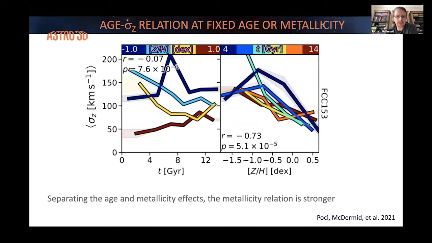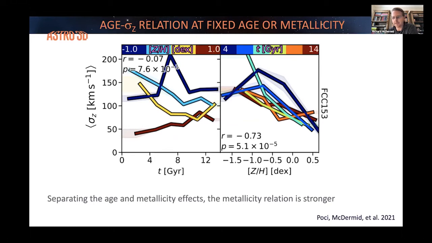So that's what we're seeing here. The lines are showing the dynamical temperature as a function of age on the left and metallicity on the right, while holding the other parameter fixed, right? So this is not marginalizing over age and metallicity alternately. And we see that that nice age trend sort of breaks down quite a bit. And instead, we're left with a fairly clear trend with metallicity.